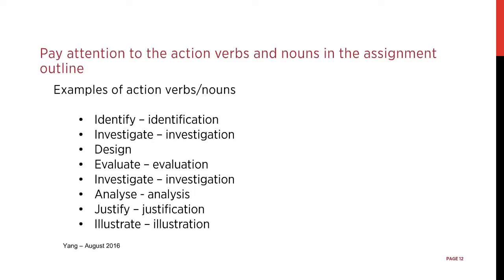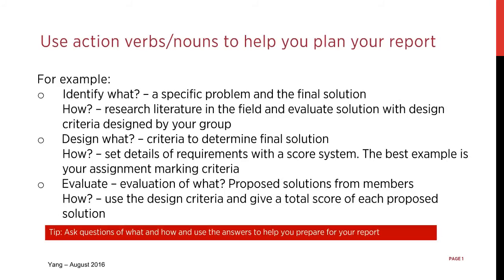Pay attention to the action verbs and nouns in the assignment outline. Examples of action verbs and nouns, with the first being the verb and the second being the noun, are identify and identification, investigate and investigation, design, which is both a verb and a noun, evaluate and evaluation, investigate and investigation, analyze and analysis, justify and justification, and finally illustrate and illustration. Use the action verbs and nouns in the previous slide to help you plan your report.